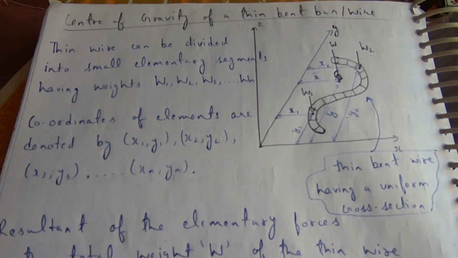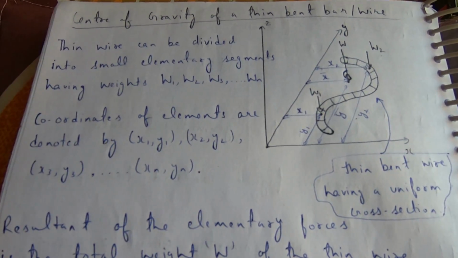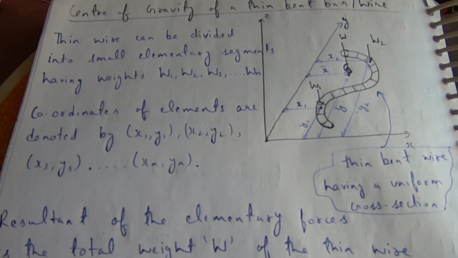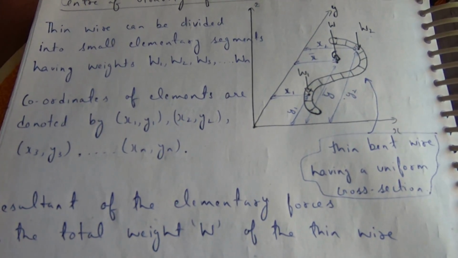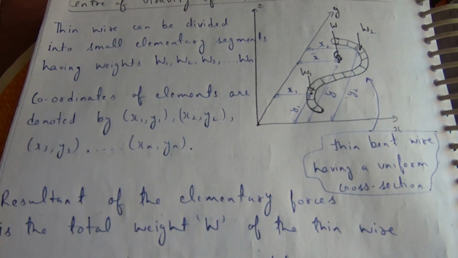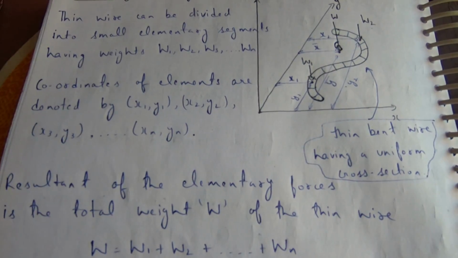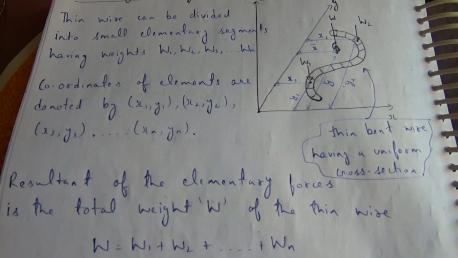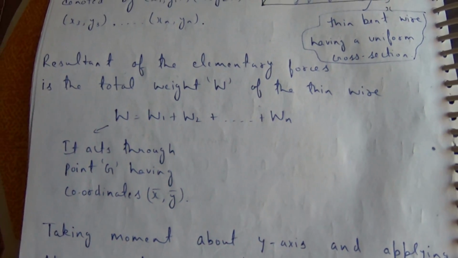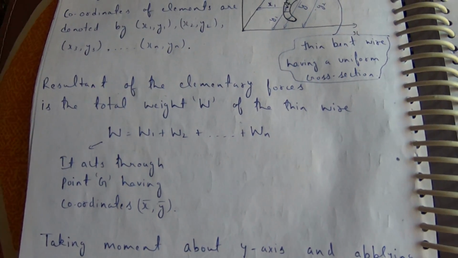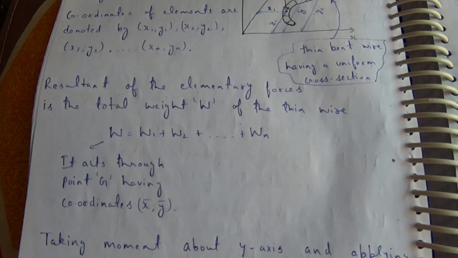Center of gravity of a thin bent bar wire. A thin wire can be divided into small elementary segments having weights W1, W2, W3, ..., Wn. In this figure, a thin bent wire having a uniform cross section. Coordinates of elements are denoted by x1, y1, x2, y2, x3, y3, ..., xn, yn. The resultant of the elementary forces is the total weight W of the thin wire. W is equal to W1 plus W2 plus ... plus Wn.